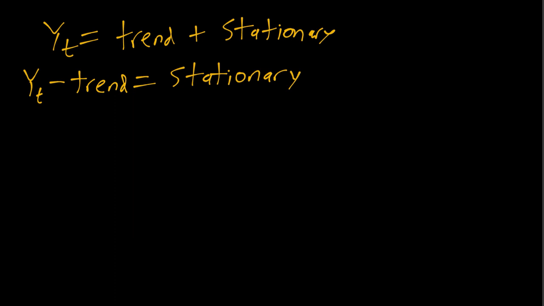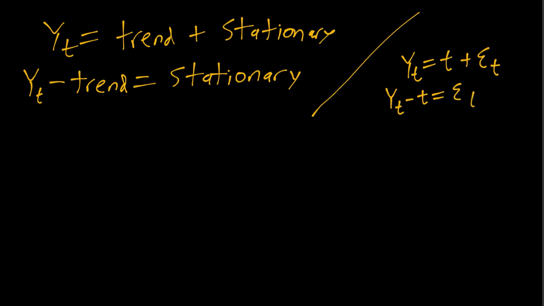So as an example, if our trend were just t, so just an increasing linear trend, then we might have yt equals t plus, say, epsilon t. So then if we subtract t from each side, you can see that our detrended series, yt minus t, is equal to epsilon t, which here we're assuming is nicely behaved and stationary.